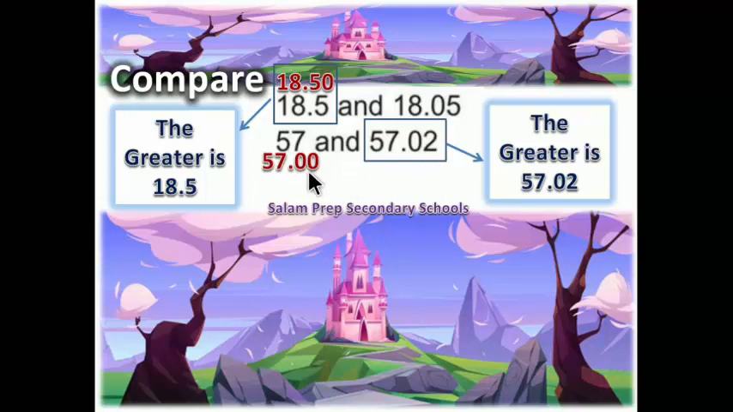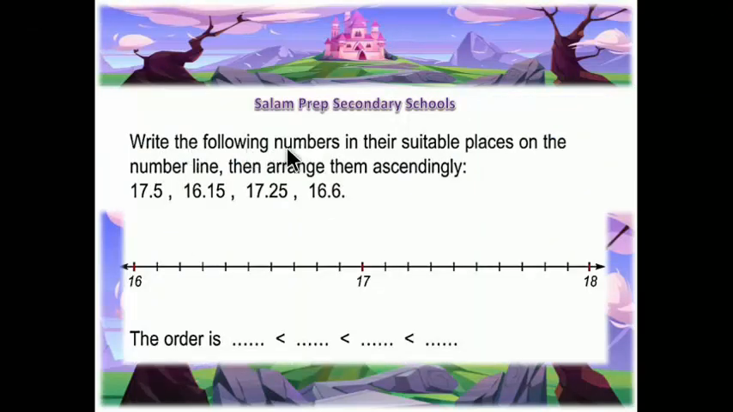Zeros in tenths and hundredths. The second number has decimal part 0 in tenths, 2 in hundredths. So we look at hundredths, 0, 0. Okay, 0 tenths, but in hundredths, 0 and 2. 2 is greater. So 57.02 is the greater.